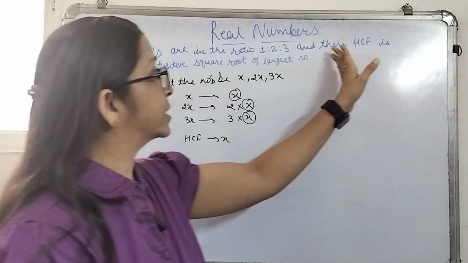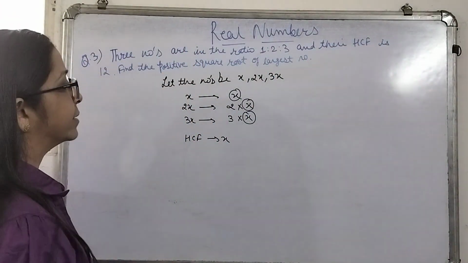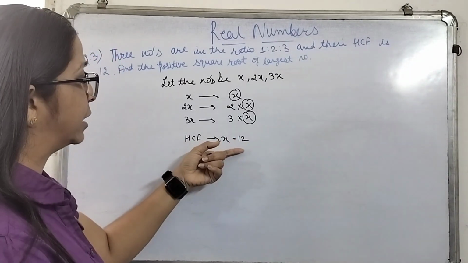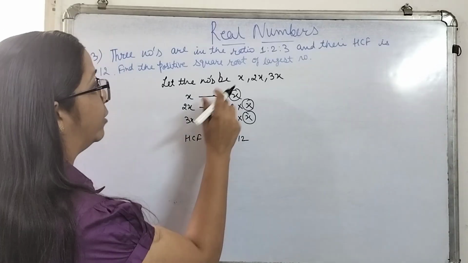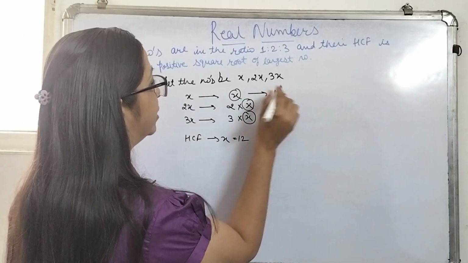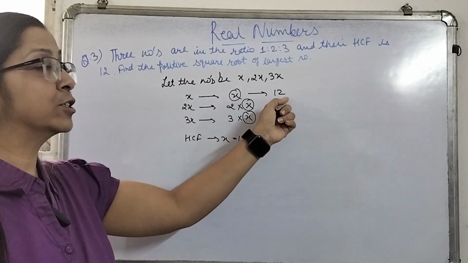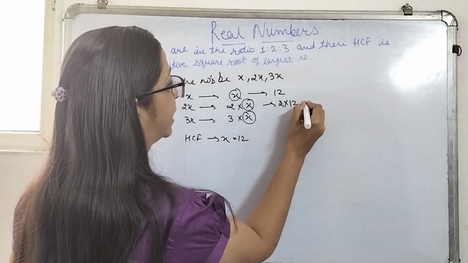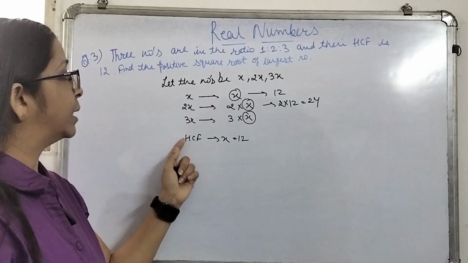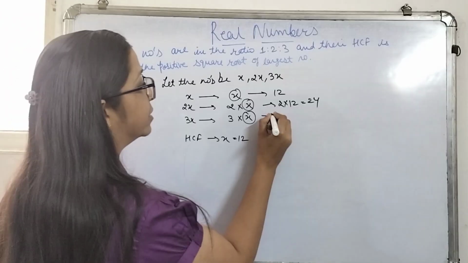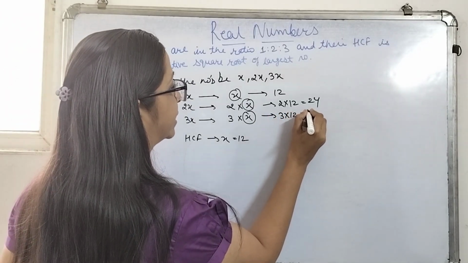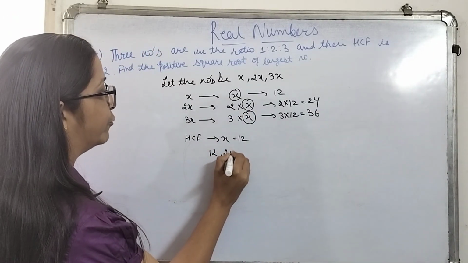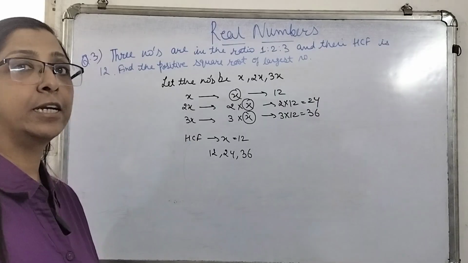And in the question it is given that the HCF is 12. That means the value of x is 12. Hope it is clear till now. And if the value of x is 12, the number which was x will be 12. The number which is 2x will be 2 multiplied by 12, that is 24. The number which is 3x will be 3 multiplied by 12, that is 36. So the numbers are 12, 24 and 36.